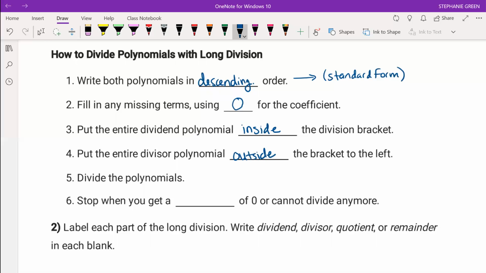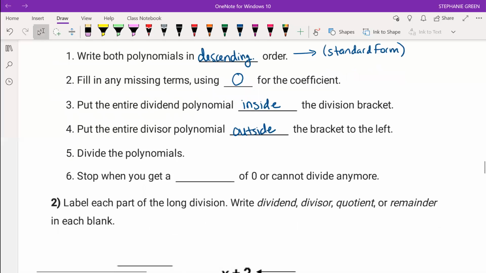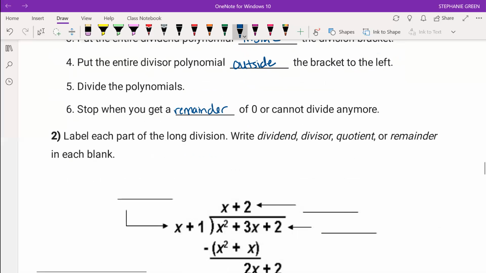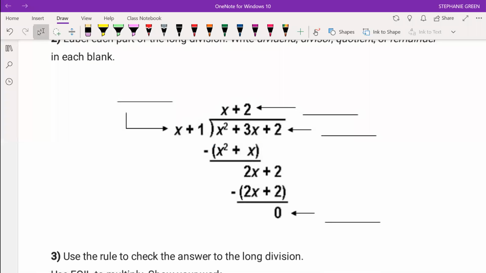And then, of course, you just divide the polynomials the same way you would do long division when you're dividing two big numbers. It's the same process. It just looks a little bit different because it's a polynomial. And then, of course, you stop when you get a remainder. And if the remainder is 0, then you have no remainder. So here's an example of a long division problem. We did lots of these in the last section.